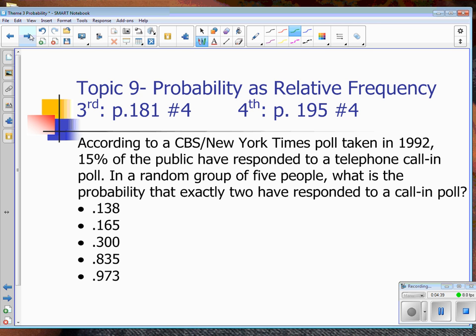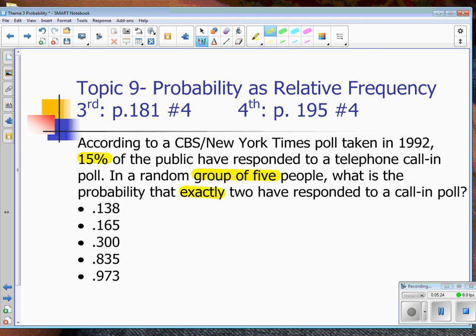I see a lot of keywords in this problem that clue me into what to do. Give me one of the keywords that you see. 15%. Okay, I have a probability. That doesn't clue me specifically into what to do, but it is important information. Exactly is a big keyword. What does the exactly clue me into to what I should do? Binom PDF.